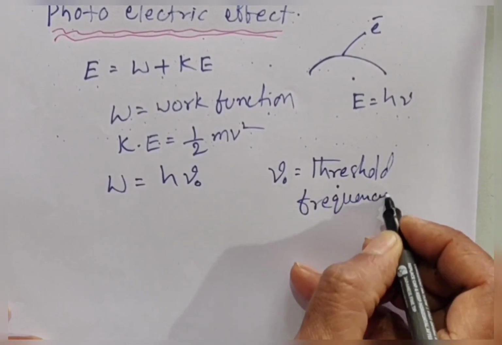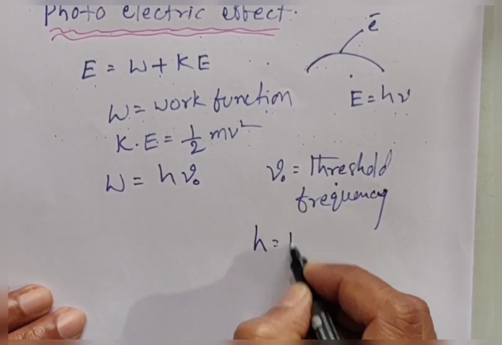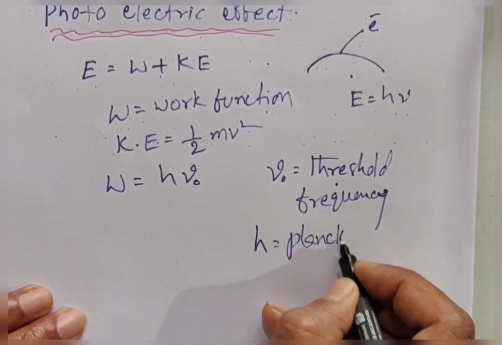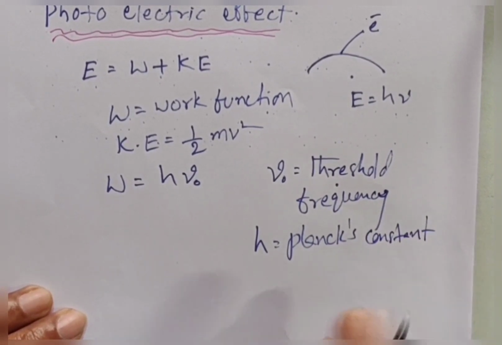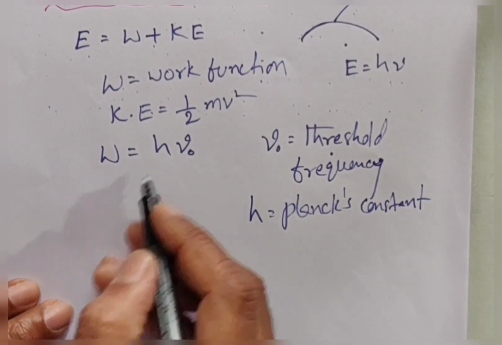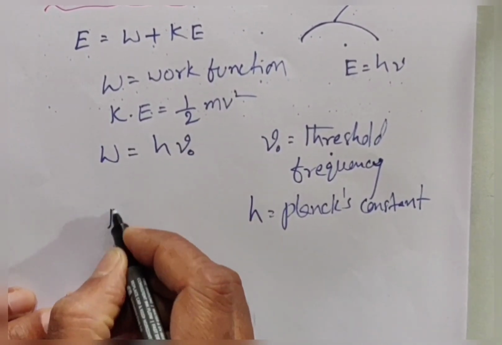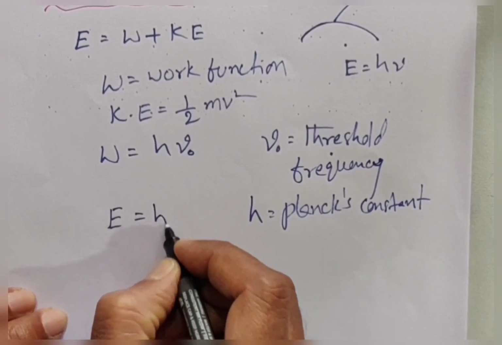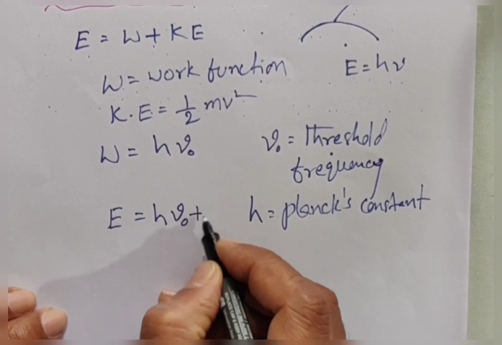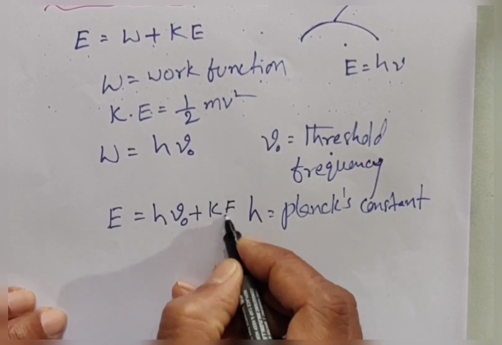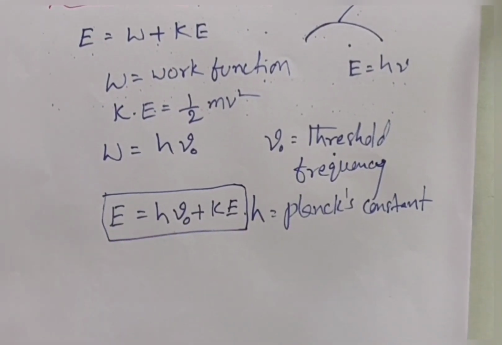Threshold frequency. And h is Planck's constant. We know very well, h is Planck's constant, right? Now you have to substitute these values in that. E is equal to h nu naught. Instead of W, we use h nu naught plus kinetic energy. This is one mathematical expression.